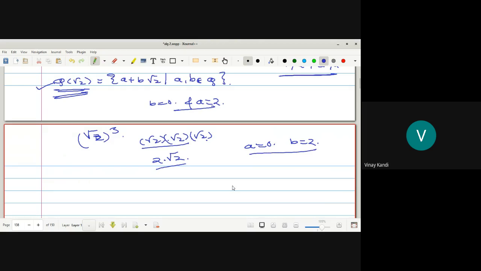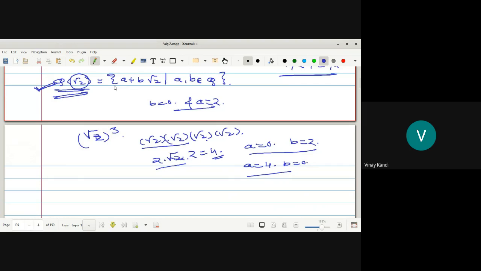Is it correct? Similarly, the fourth power of root 2 will be 2 into 2 which is equal to 4. Put a is equal to 4 and b is equal to 0. We get 4 belongs to Q root 2. Okay, so this set represents that all the powers of the element root 2 are in this set, and also the inverse is also in that set.